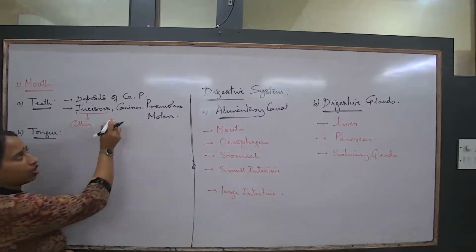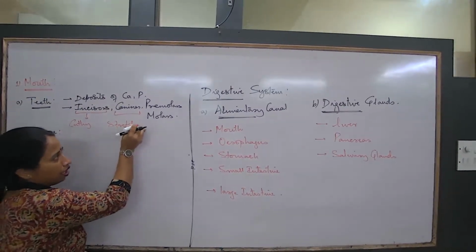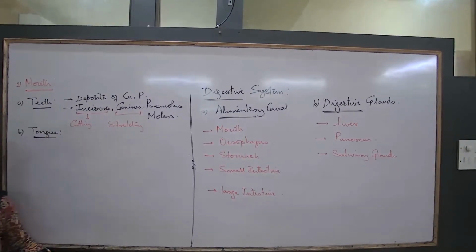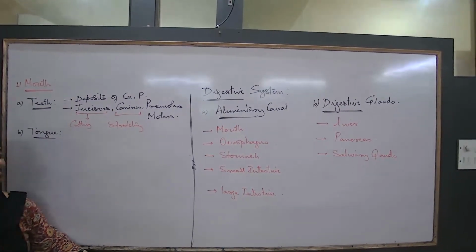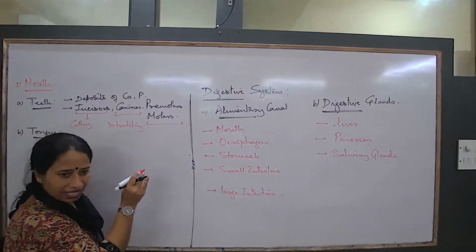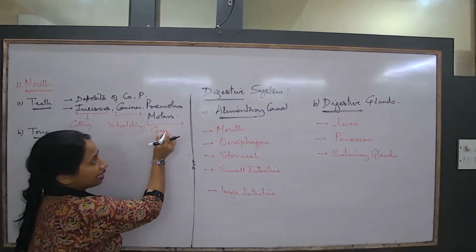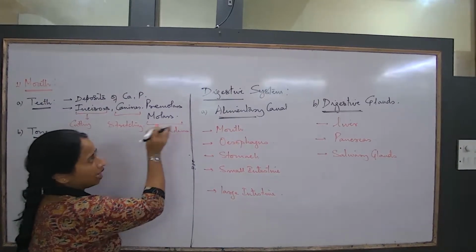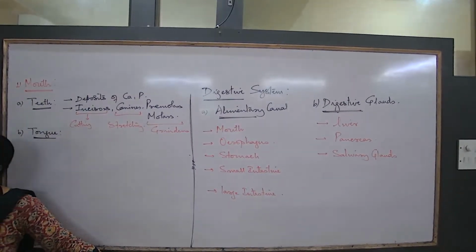Then what about the function of the canines? Tearing of the food. Any type of food that needs a little bit of tearing. Canines are basically sharp and pointed. Then what would be the function of the premolars and the molars? Crushing, grinding. That's why these are also known as grinders.